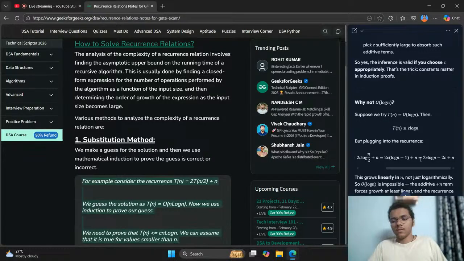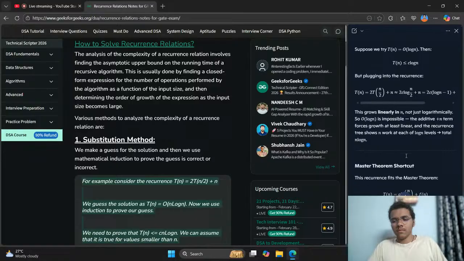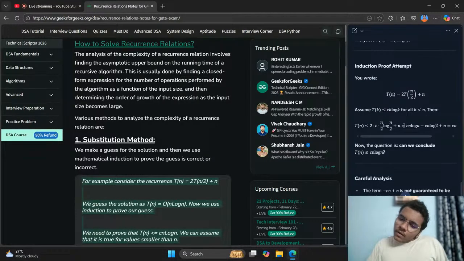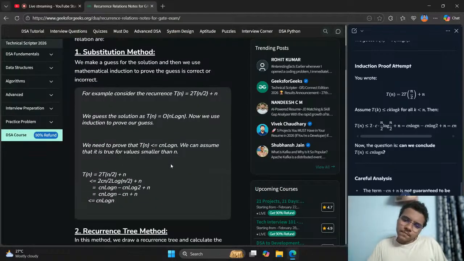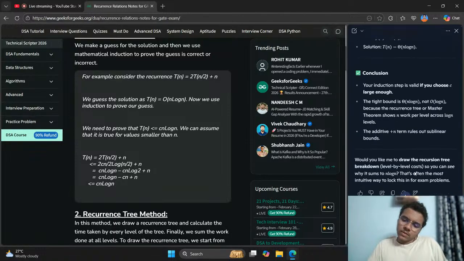This grows. Okay, wait. T of n is less than 2 times C n by 2 log n by 2, which is C of n log n. Okay.